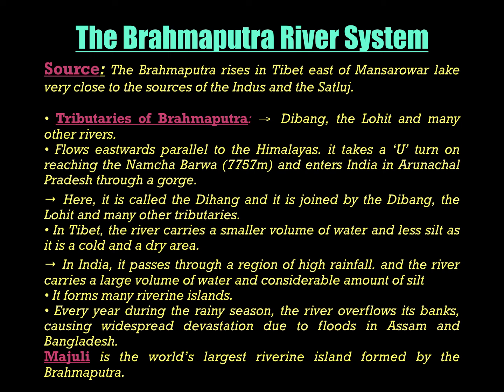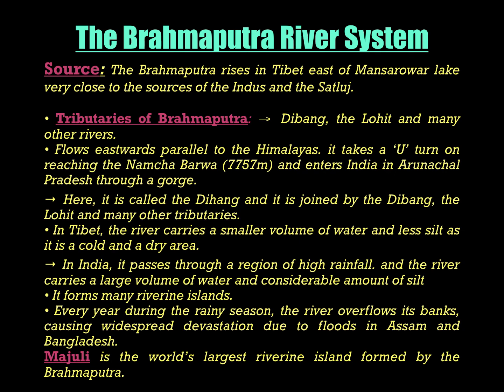In Tibet, the river carries a smaller volume of water because Tibet is like a cold desert, and less silt as it is a cold and dry area. In India, it passes through a region of high rainfall, mainly northeastern India, and the river carries a large volume of water and a considerable amount of silt.